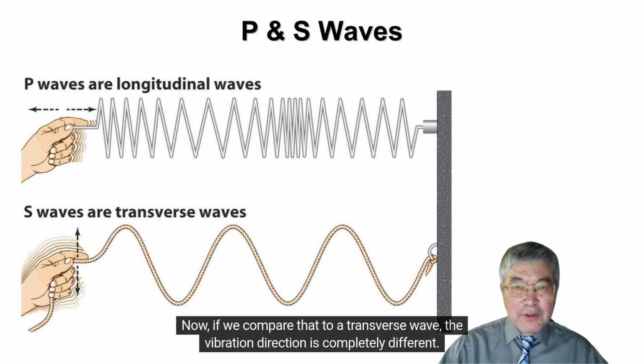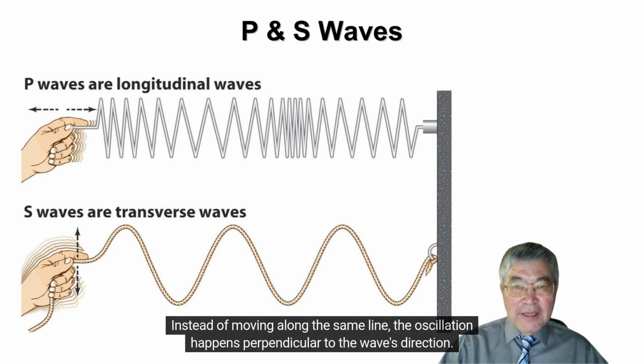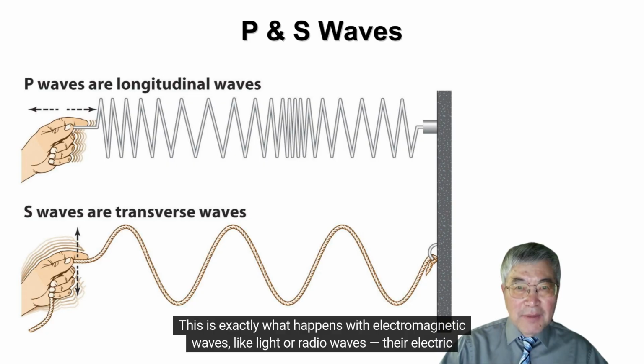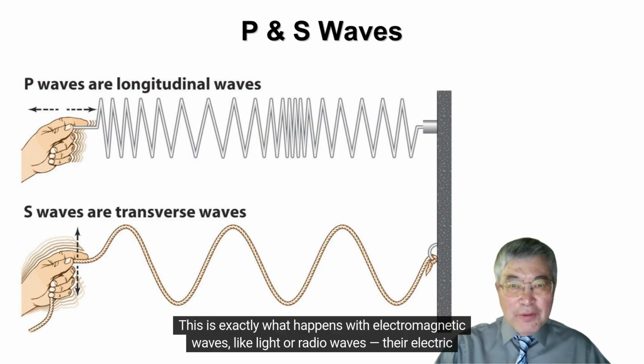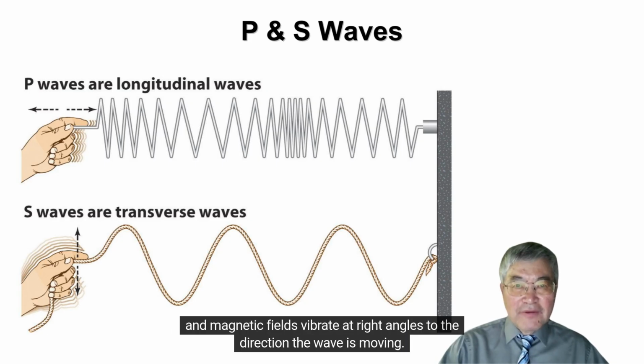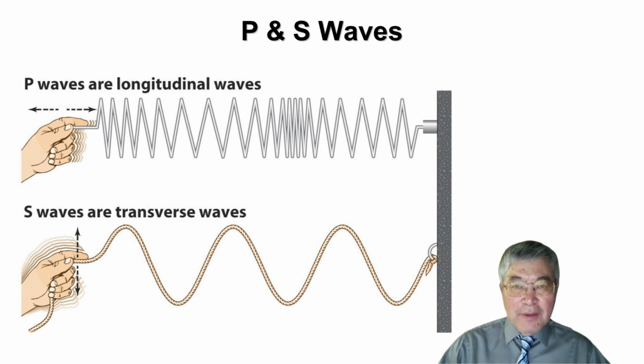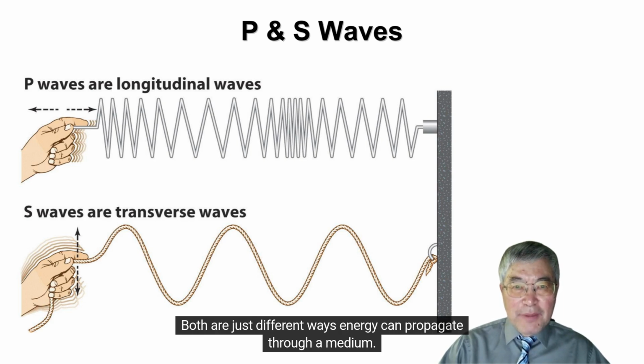Now, if we compare that to a transverse wave, the vibration direction is completely different. Instead of moving along the same line, the oscillation happens perpendicular to the wave's direction. So if the wave moves horizontally, the vibration is up and down. This is exactly what happens with electromagnetic waves, like light or radio waves. Their electric and magnetic fields vibrate at right angles to the direction the wave is moving. So, to summarize, in a longitudinal wave, the vibration and propagation directions are the same, while in a transverse wave, they are orthogonal. Both are just different ways energy can propagate through a medium.